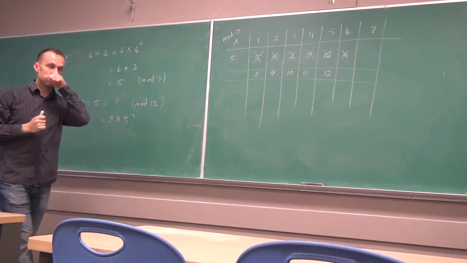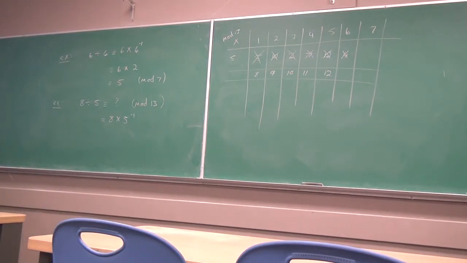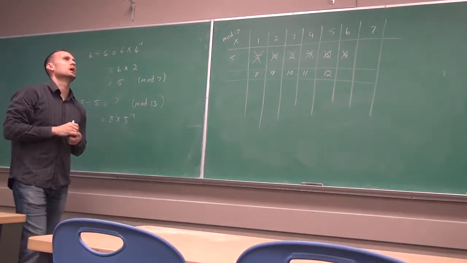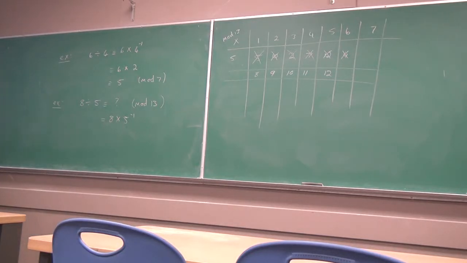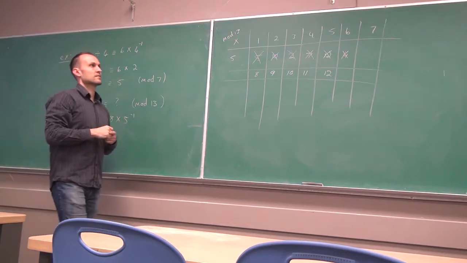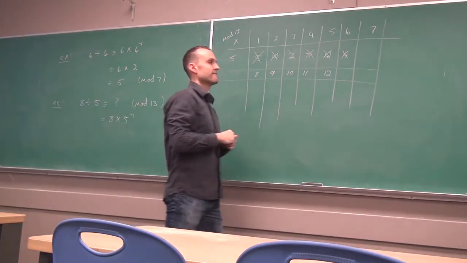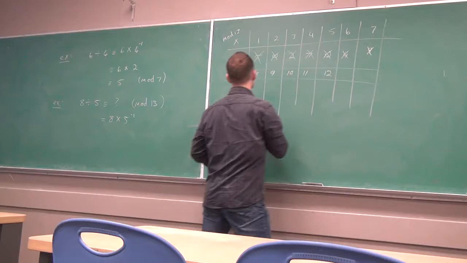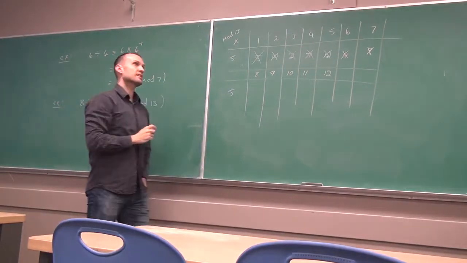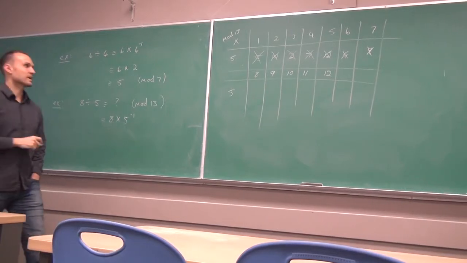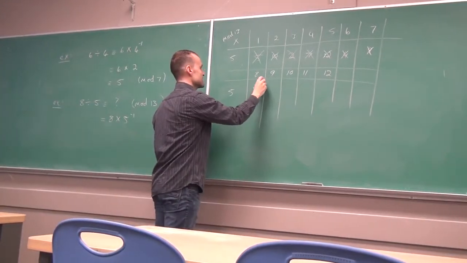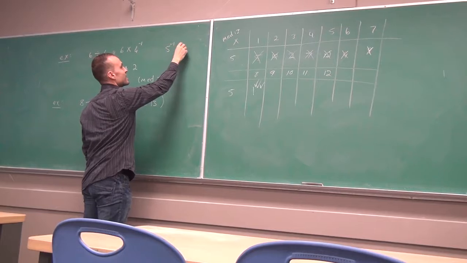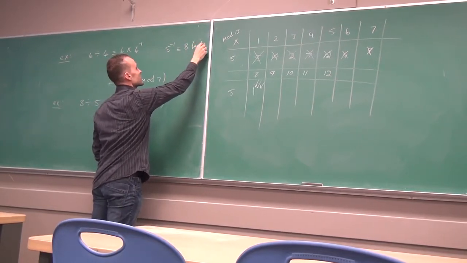5 times 7. Yeah, the numbers get a little big. 5 times 7, 35 mod 13. I can go up to 26 with 13. Nine. Nope, it's not what I'm looking for. 5 times 8 is 40. It's 1. Ding, ding, ding! So that means the multiplicative inverse of 5 is 8 when I'm working mod 13.